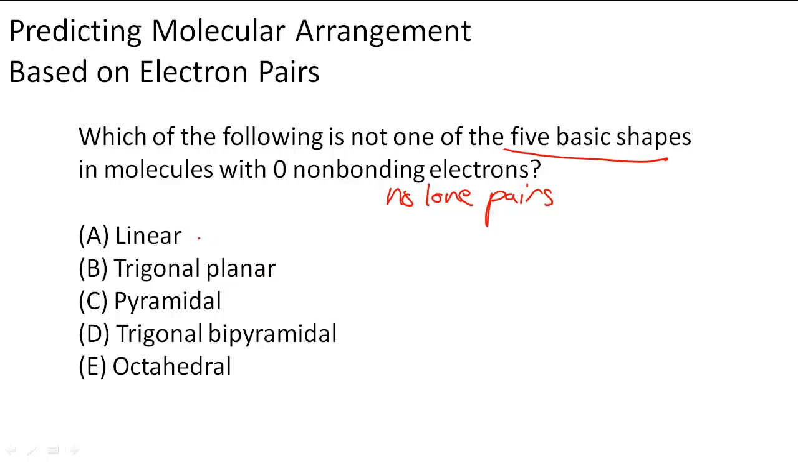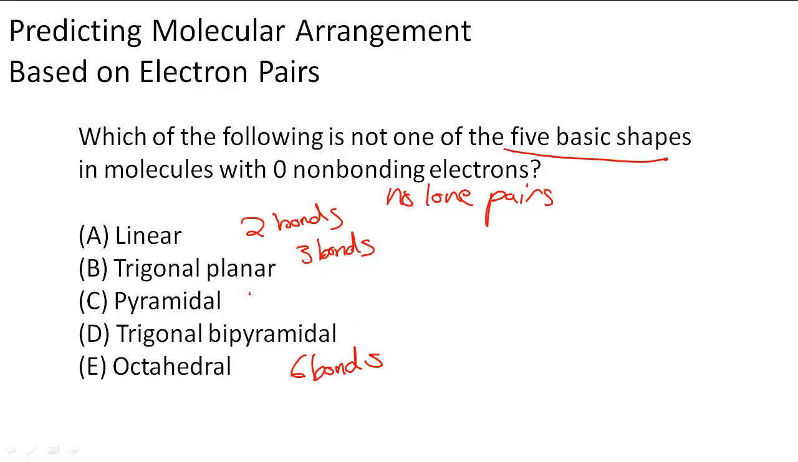Linear is one of those shapes that can have no lone pairs. Trigonal planar also, so this is actually 2 bonds here, which is 2 orbitals, 3 bonds, 3 orbitals that we're dealing with. Here, trigonal bipyramidal changes the types of bonds that we have. And then octahedral also changes the type of bond we have. We have 6 bonds here.